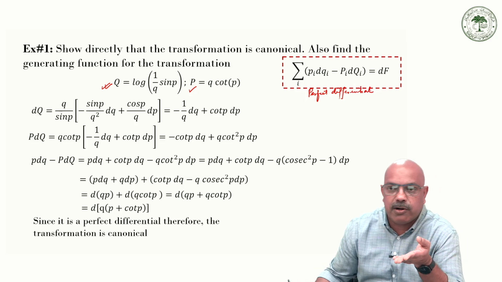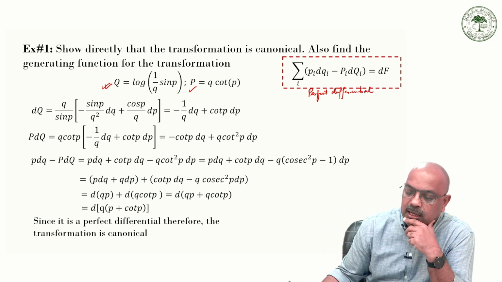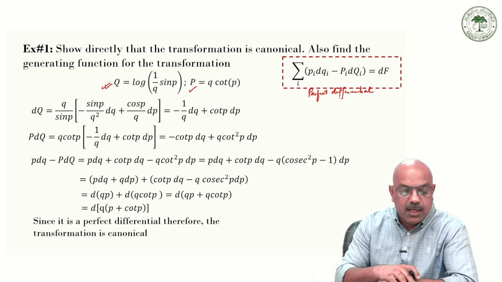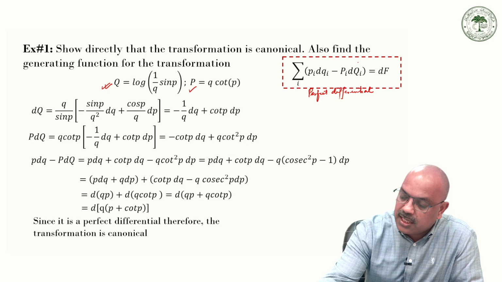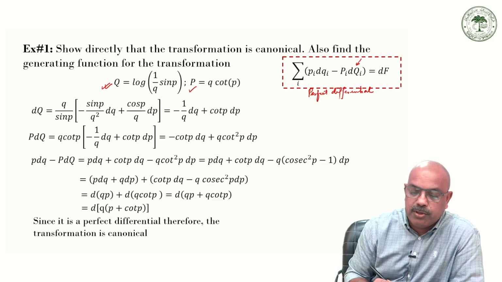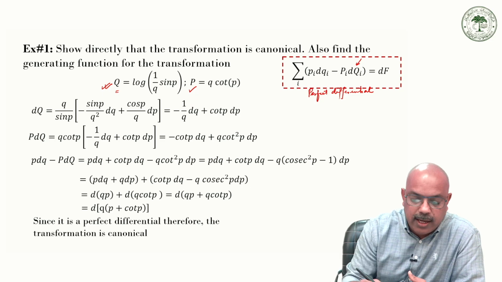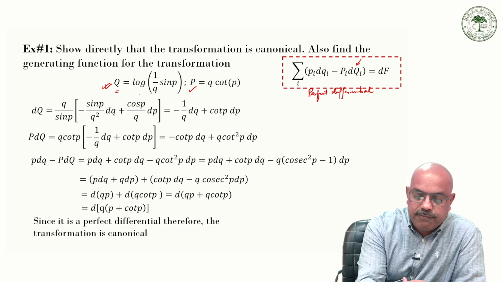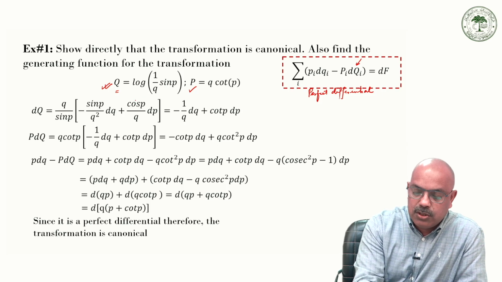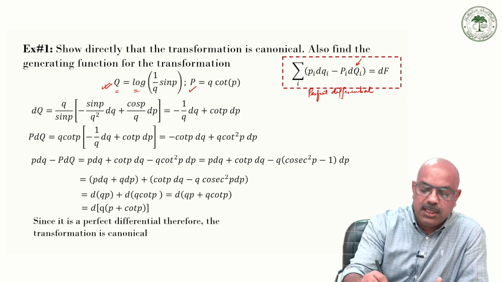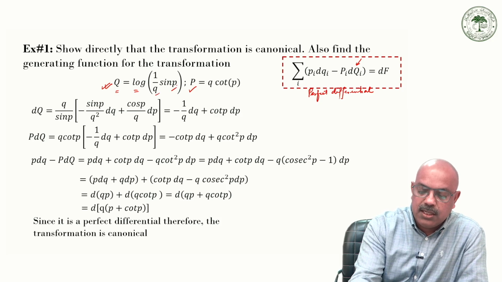If the transformation is a perfect differential, then this transformation is going to be the canonical transformation. So first I am going to find dQ, because Q is given here. So I have to differentiate Q first with respect to q, and then with respect to p, because Q contains q and p.